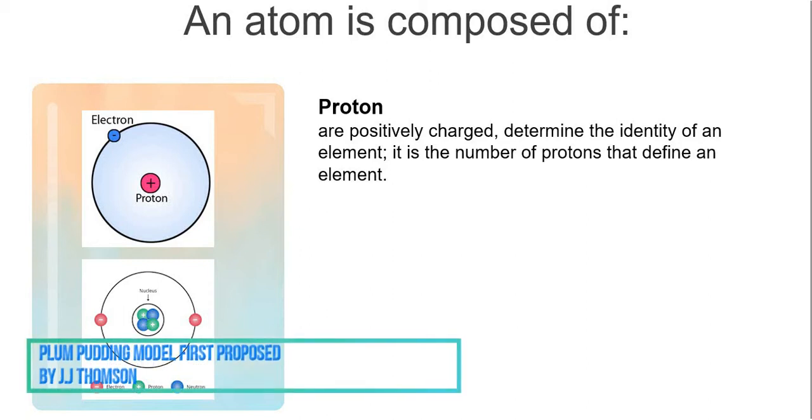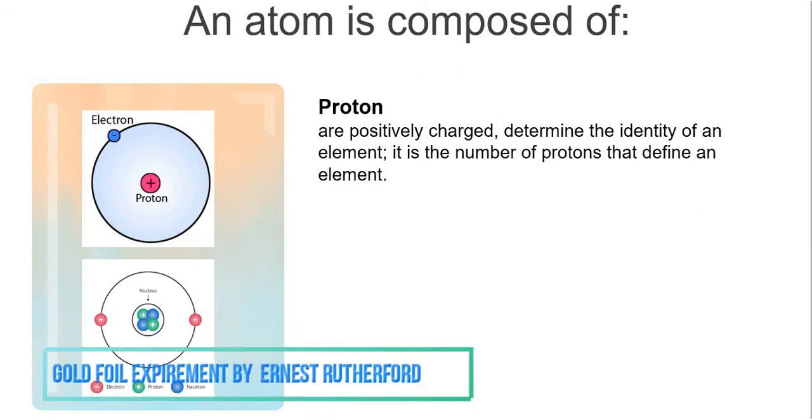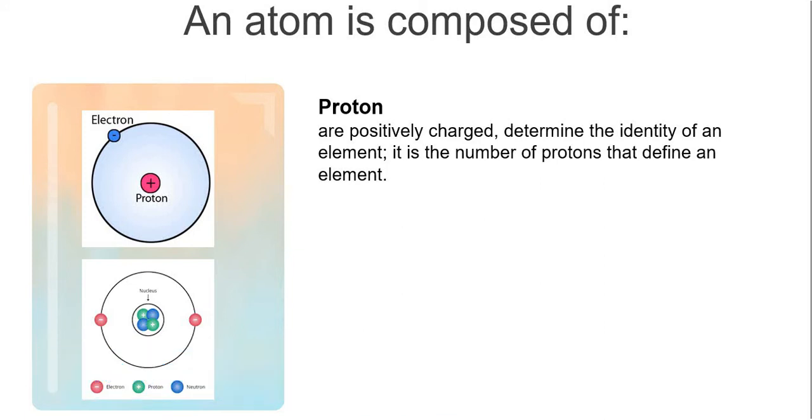Meron mga plum pudding theory, at kung ano-ano pang mga theory. Meron yung kay Rutherford's theory, meron yung mga gold foil theory. In fact, madaming pinagdaanan to kung paano ba, ano ba itsura ng proton, electron, tsaka neutron sa loob ng isang atom. Talagang itsura nila, position nila.